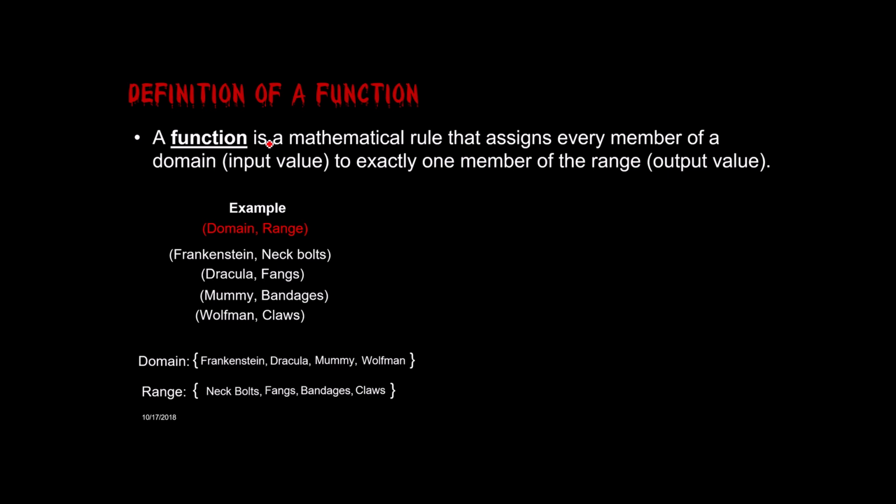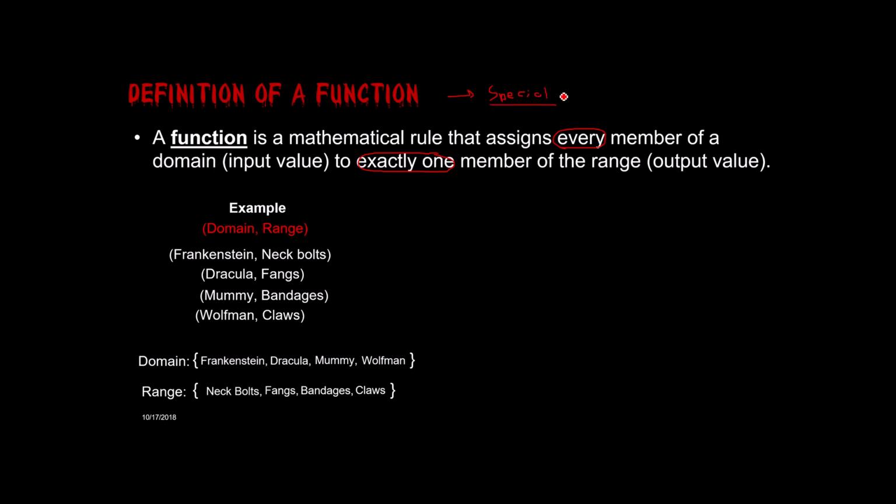A function is a mathematical rule that assigns every, underline or circle that word every if you have a paper copy of this, every member of a domain to exactly one member of the range. I'm going to circle that word exactly one. Every member of the domain gets connected to exactly one member of the range. A function is a special or specific type of relation.